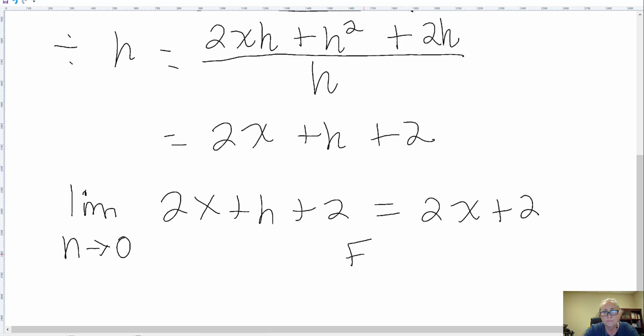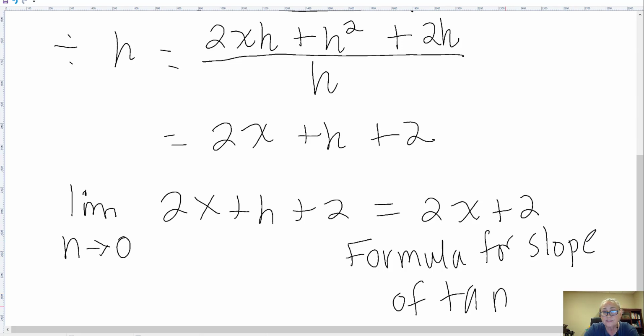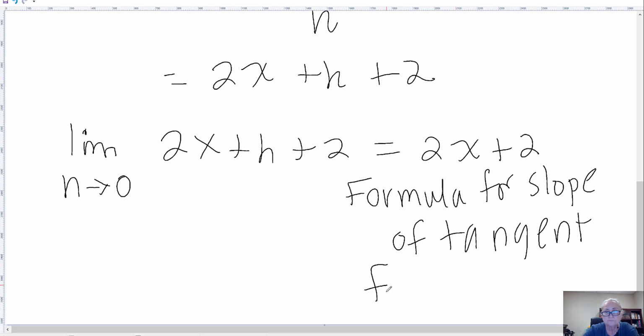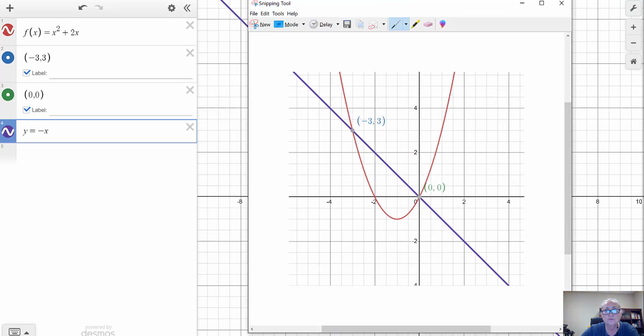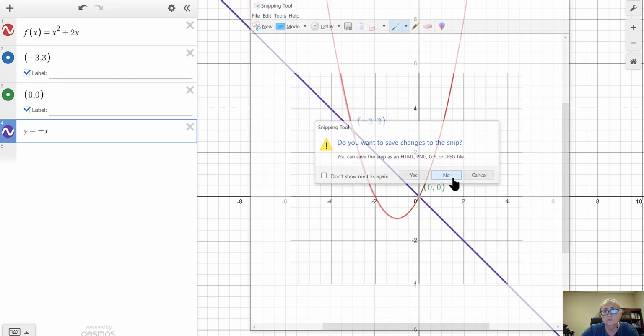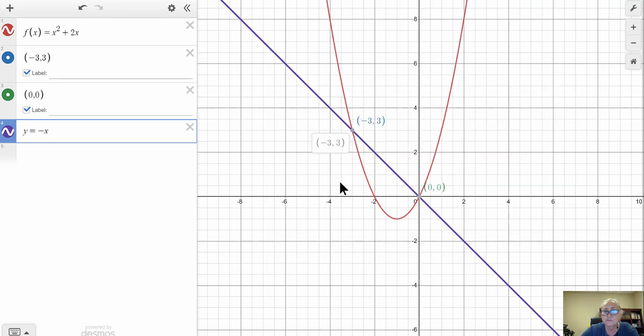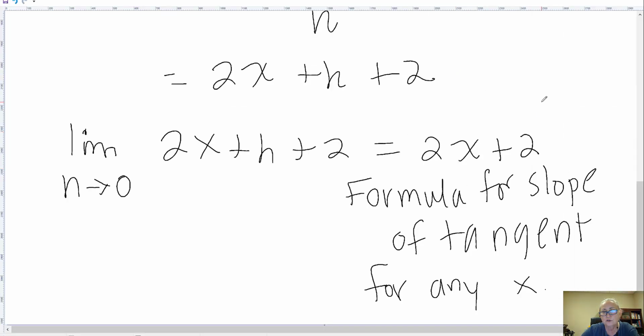And this is the formula for the slope of the tangent. And that's anywhere on the curve. Okay? This is for any x. Now, in my example, we had said that we were going to find it at -3. So our x is -3. So we're going to use our formula for the slope to find the slope of that line at -3.